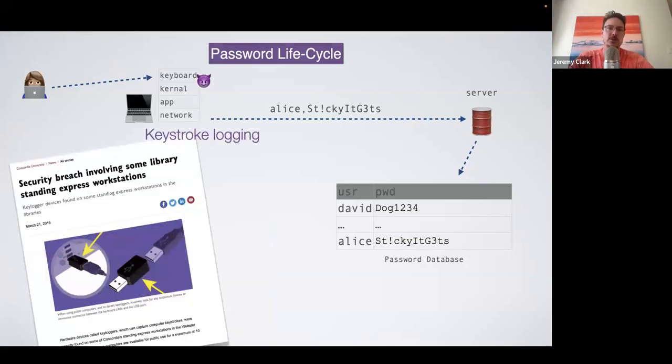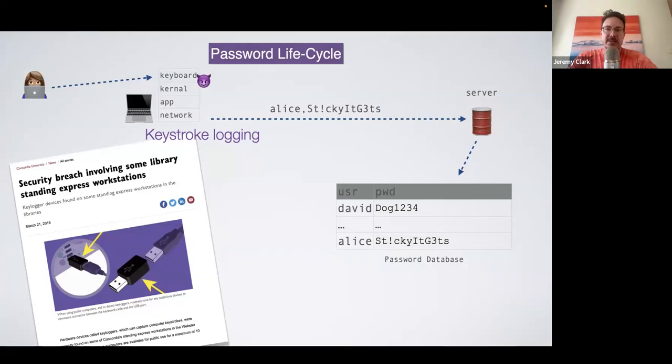Okay, another thing you can do is you can try and pull the password out through software. And I should say it could be hardware too. So it could be software or hardware, and depending where on the stack, we might call it different things. If it's sitting in the operating system, we might call it malware. If it's sitting at a driver level, we might call it keystroke logging.